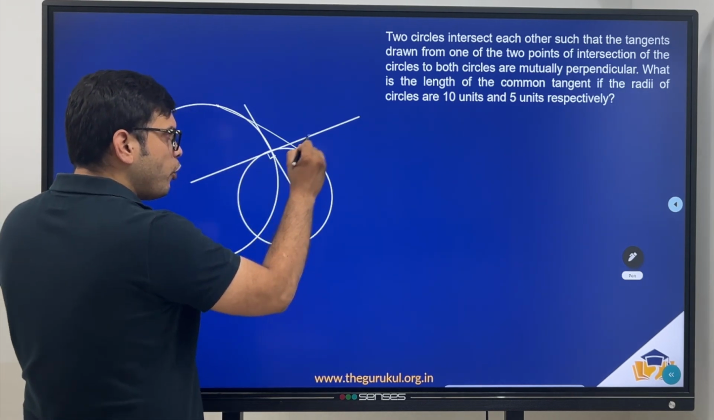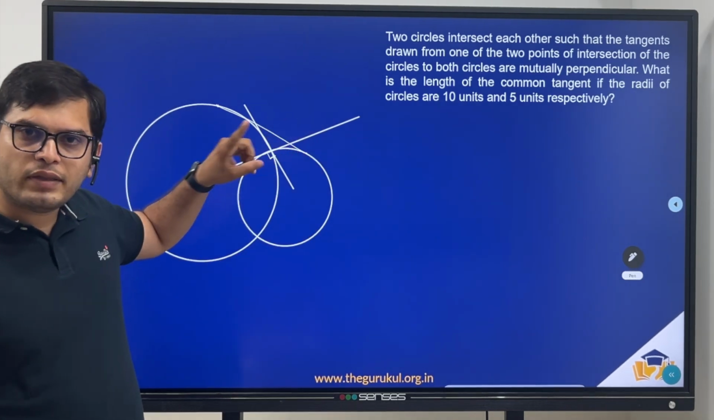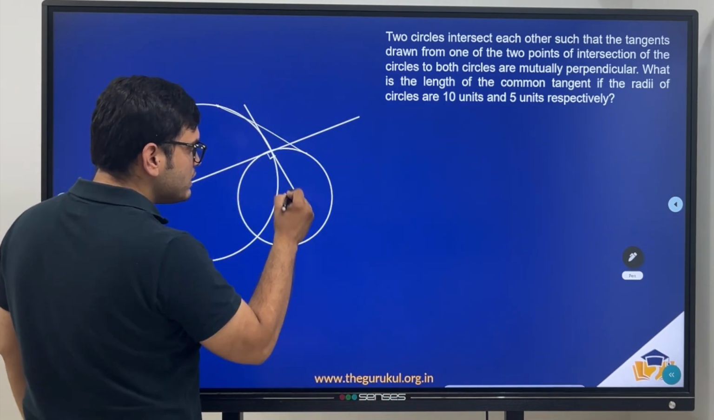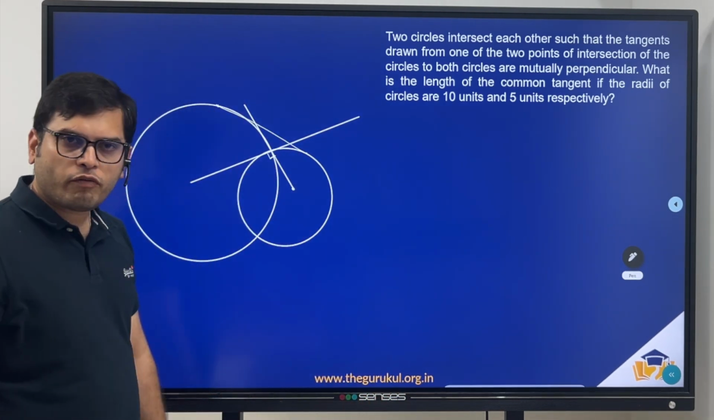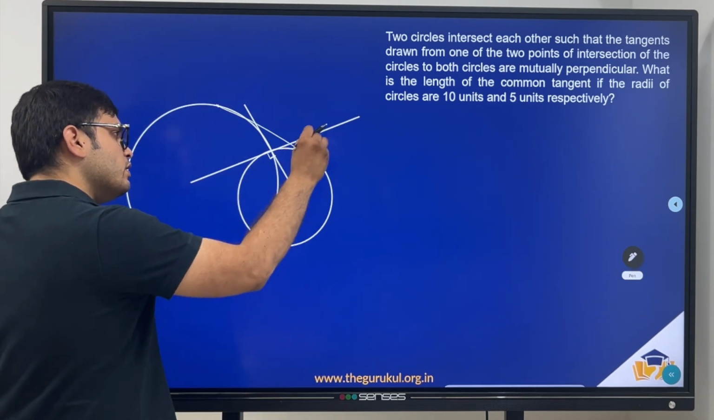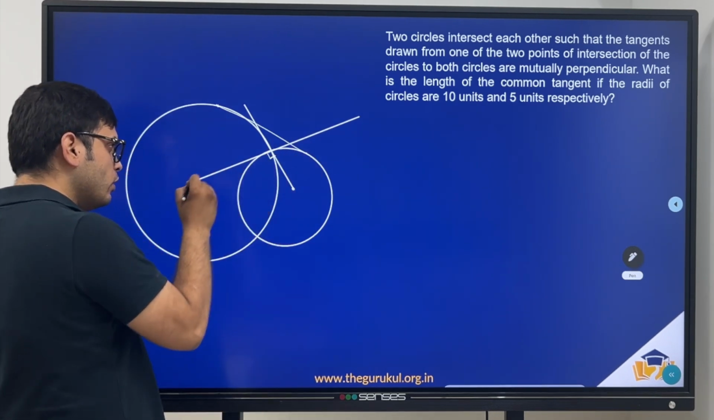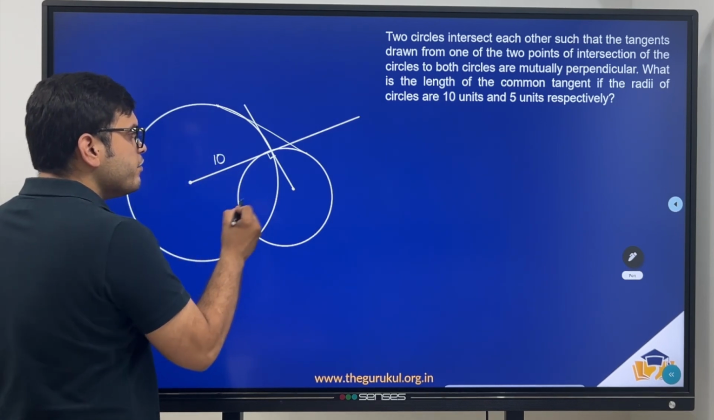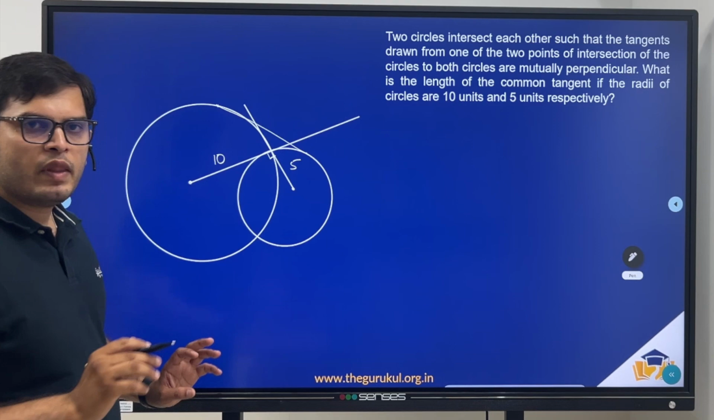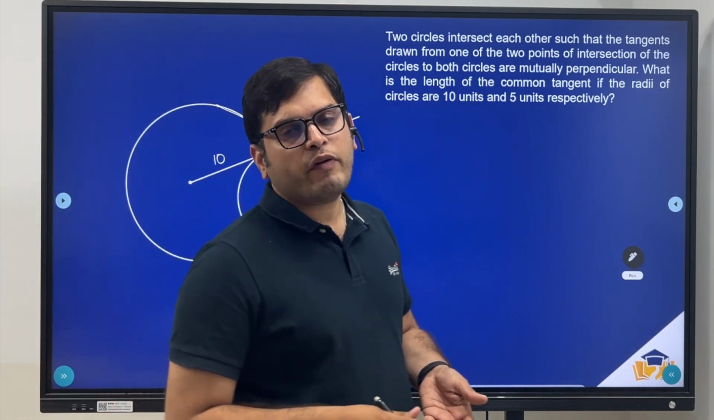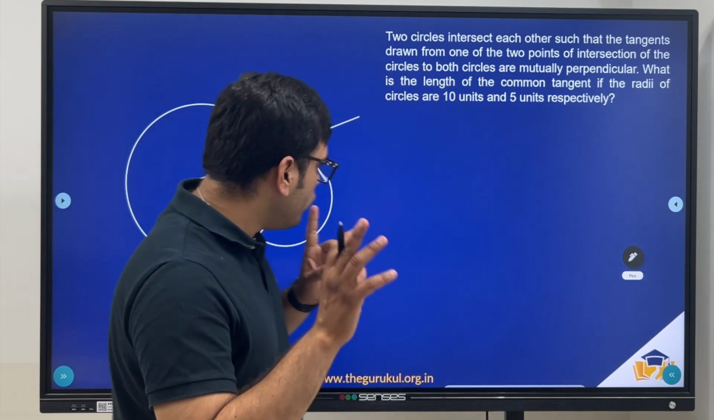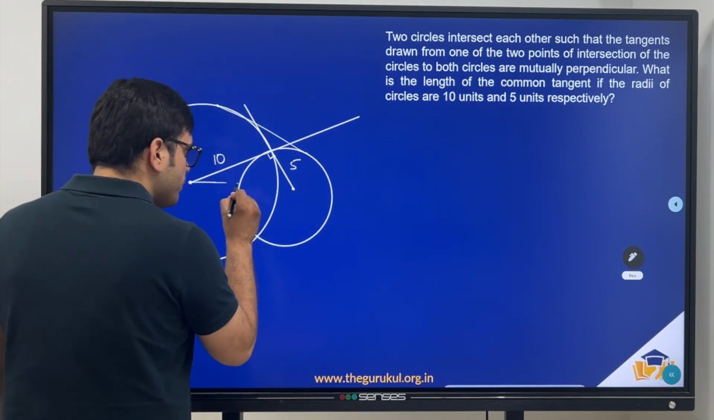Now, at the point of tangency, if this is the tangent, that should be perpendicular to the radius, right? So that means this tangent passes through the center of the circle. Now, similarly, this tangent to this circle should pass through the center of this circle. Radius is 10, radius is 5. Now, what should we know to find the length of the direct common tangent? The distance between the centers. So, let's try to find the distance between the centers.